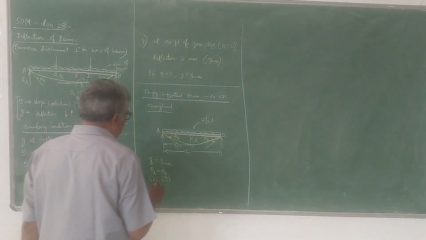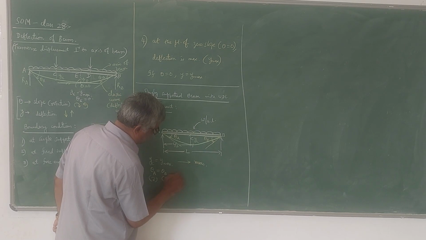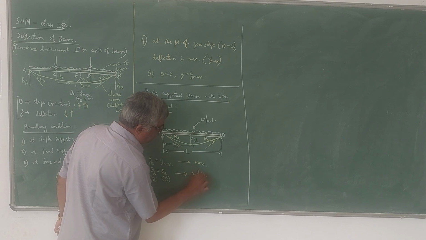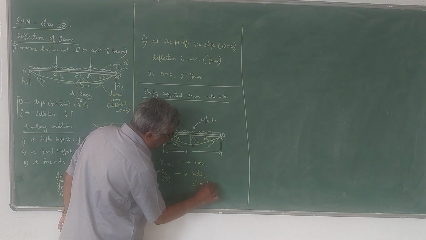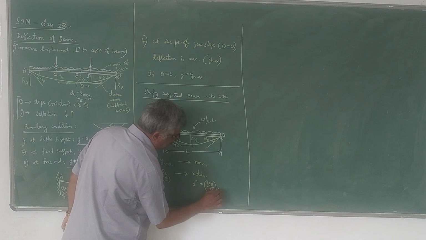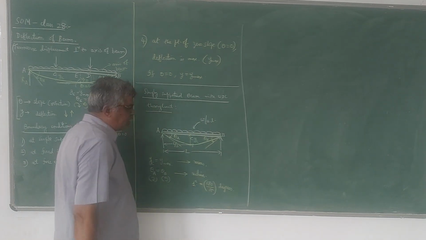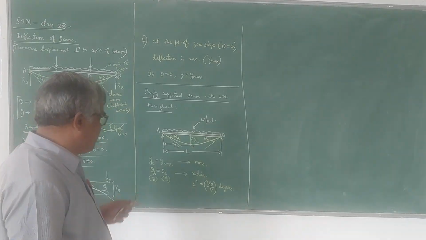Normally this deflection is expressed in millimeters, whereas slope is expressed in radians. So you know the radian is written like this. 1 radian is 180 by pi degrees. So this is the conversion, and you should be knowing this. So rotation is expressed in radians, whereas deflection is expressed in millimeters.